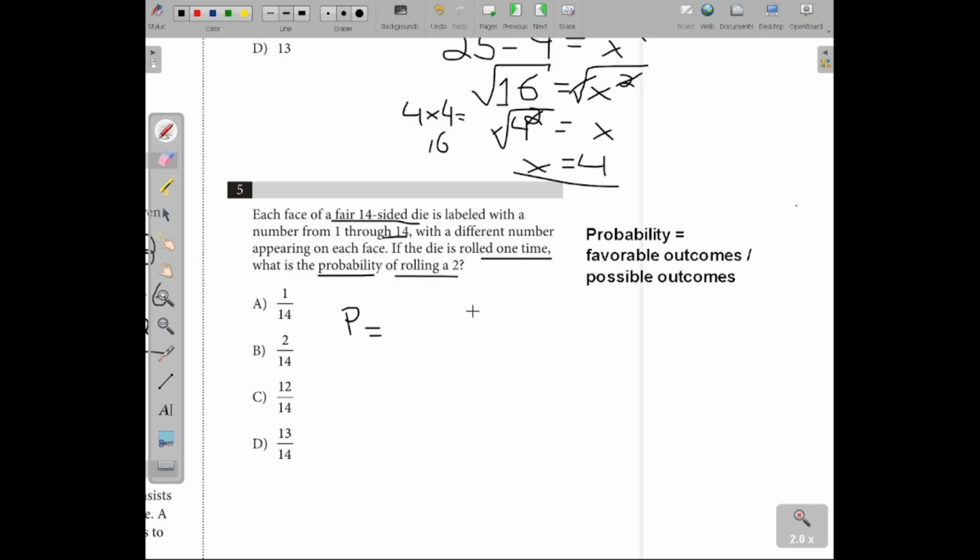So the favorable outcomes is one possibility divided by the possible outcomes, that is 14. And that's our answer, A.